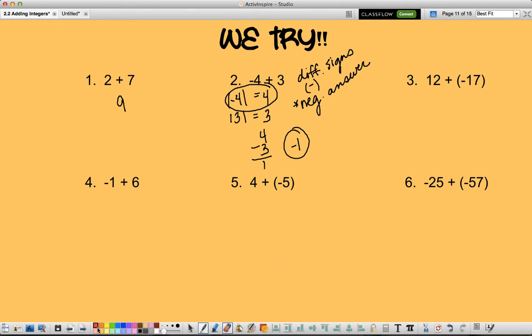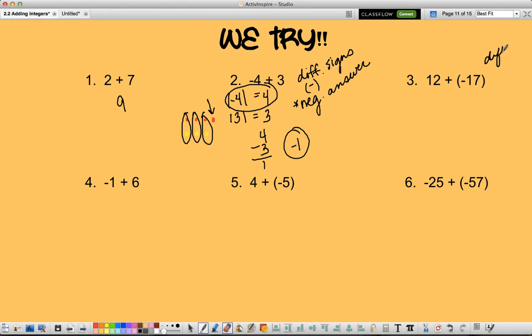And again, you can double check that by getting a colored pencil and saying, okay, here are 4 negative chips and I have 3 positive chips. These two give me 0, 0, 0. I'm left with negative 1.